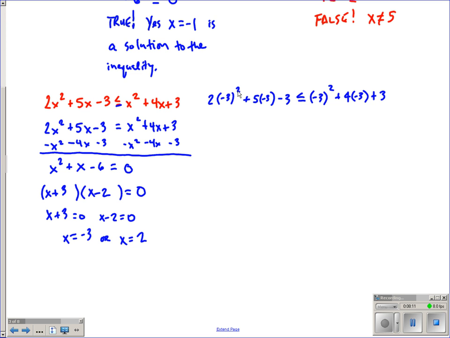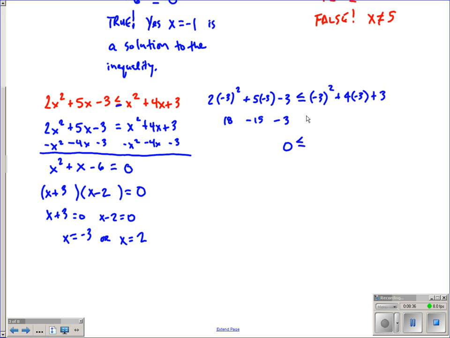So negative 3 squared is 9. 9 times 2 is 18. Minus 15 minus 3. 18 minus 15 is going to be 3. 3 minus 3 is going to be 0. That makes sense because I solved this when y was 0. My x-intercept would have been negative 3, 0.